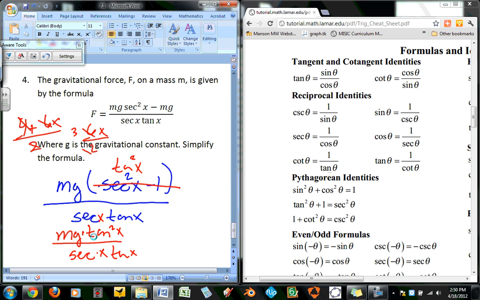Since it's multiplication, I can take one of these tangents out and completely cross this one out, because there's only one on the bottom. So now I'm left over with mg tangent of x all over secant x.